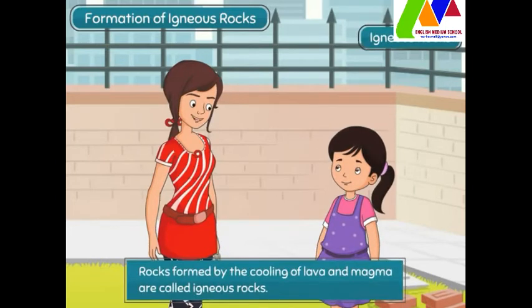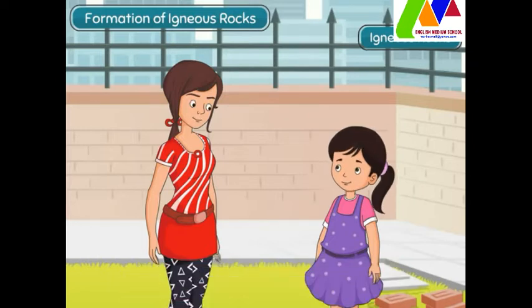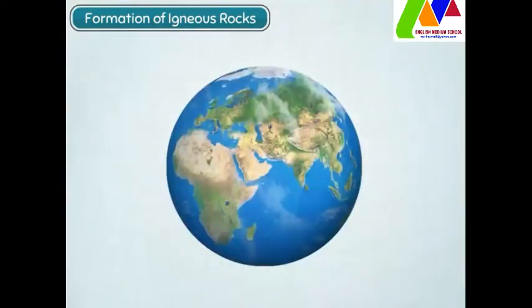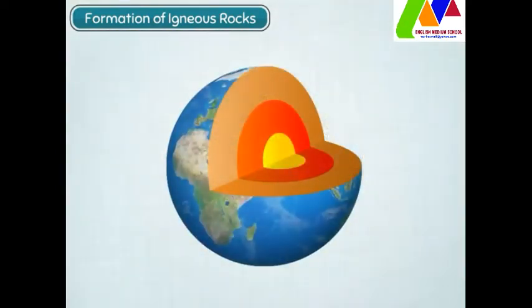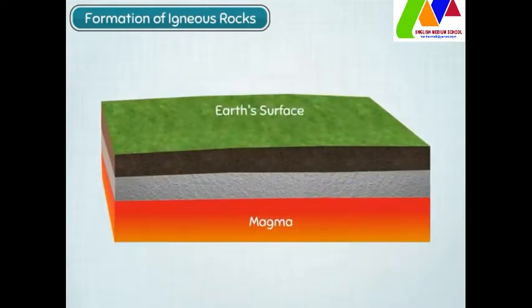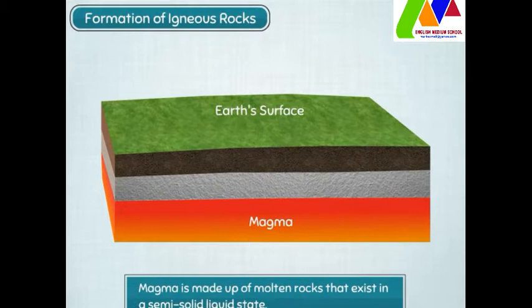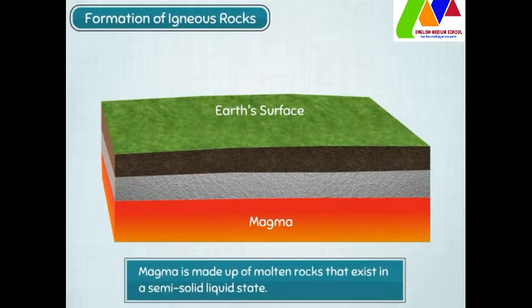Rocks formed by the cooling of lava and magma are called igneous rocks. Lava, magma, but how, Didi? Let me explain. We know that the region deep below the surface of the earth is extremely hot. This hot region is filled up with magma. Magma is made up of molten rocks that exist in a semi-solid liquid state.